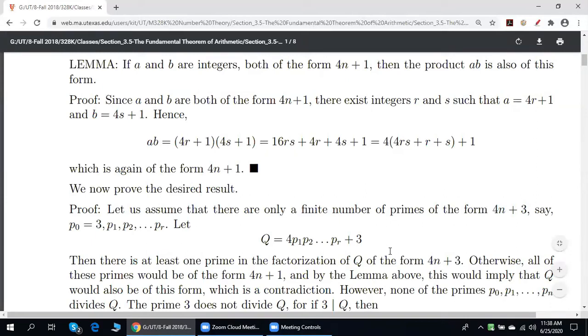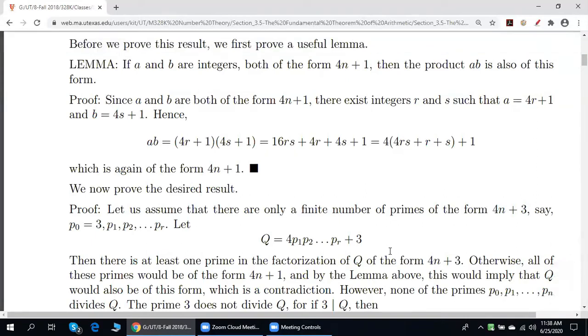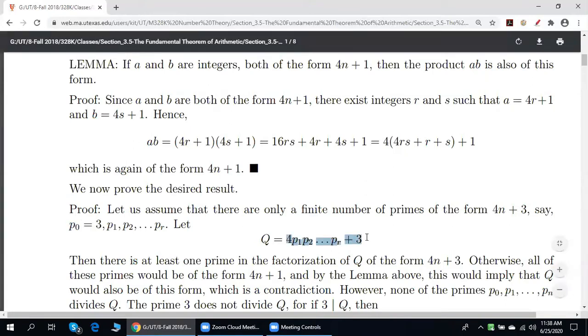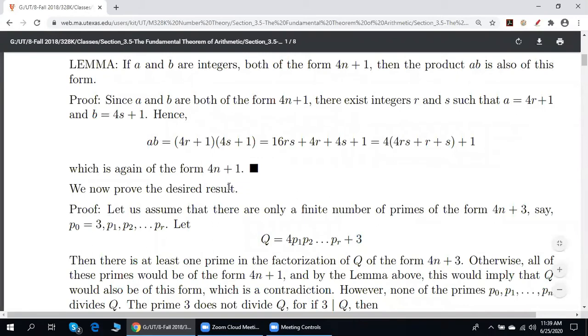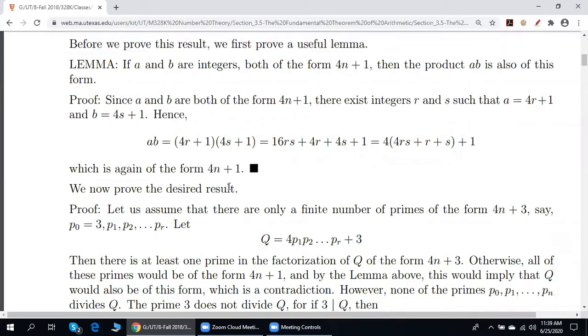Here is what we do next. Let us consider the following new number. 4 times P1, P2, and so on, PR, plus 3. Note that 3 is P0. So what is written here can be rewritten in the form 4 times P1, P2, and so on, PR, plus P0. Let us compare this number with the number that we used in order to prove that there are infinitely many prime numbers.